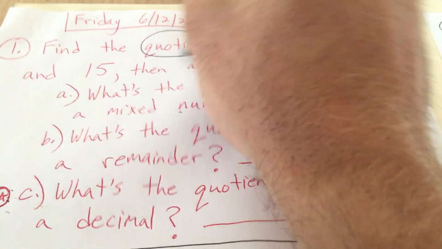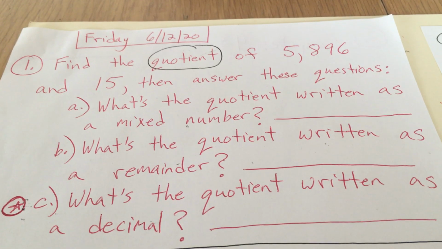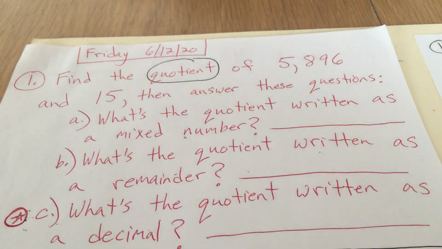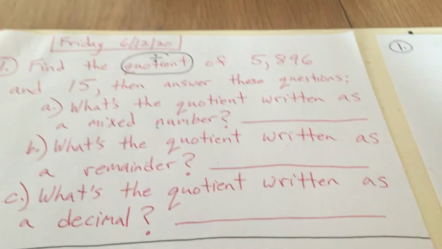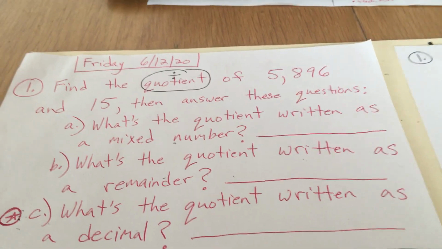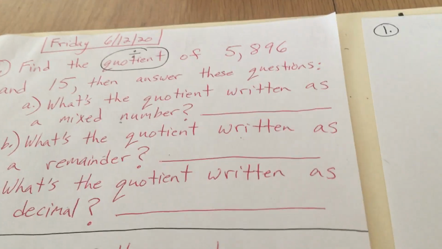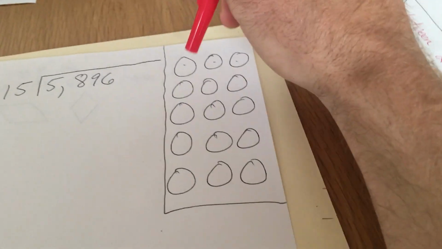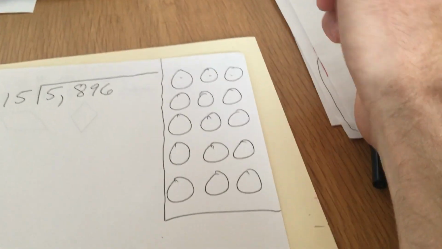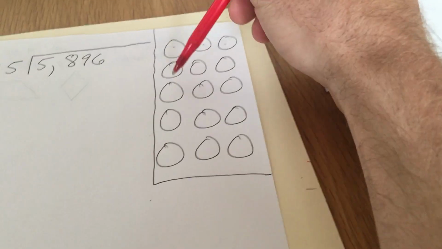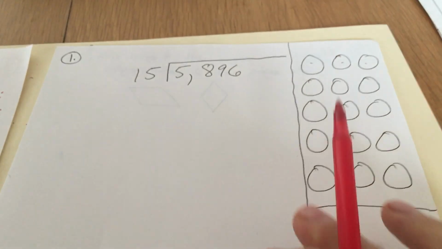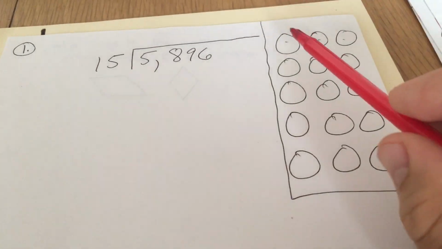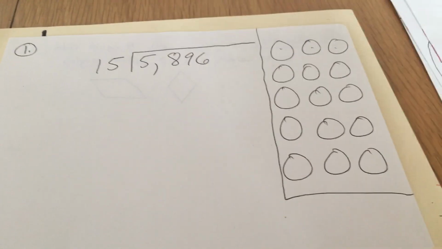I'll read it again. Find the quotient of 5,896 and 15, then answer these questions. So first we're going to find the quotient, which is the answer to a division problem. So we are dividing 5,896 divided by 15, then we're going to answer the questions. Okay, so what I drew here was 15 circles. We're going to make 15 equal groups. We're dividing 5,896 into 15 equal groups. We want to see how many will go into each equal group.